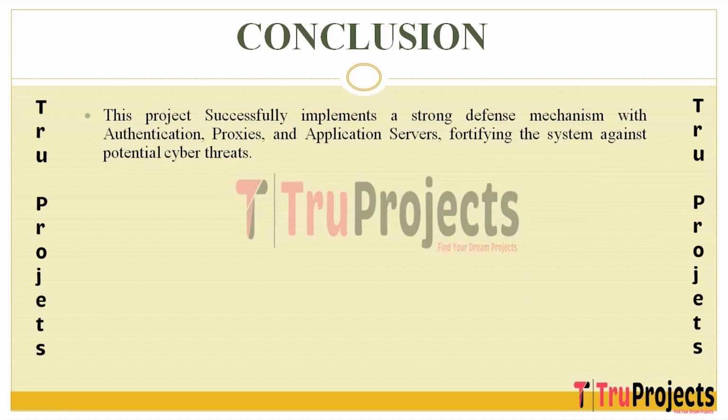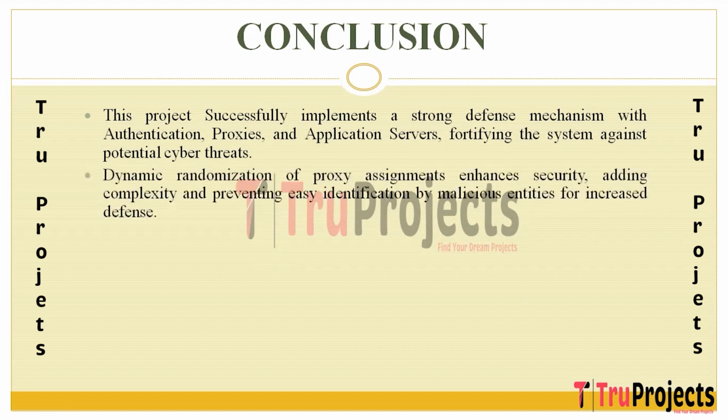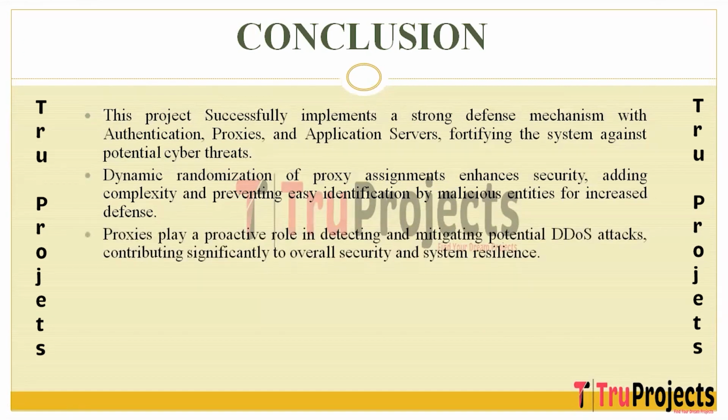So the conclusion here is the project successfully implements a robust defense mechanism comprising authentication, proxies, and application servers. This multi-layered approach effectively safeguards against potential cyber threats. The dynamic randomization of proxy assignments by the authentication server adds a layer of complexity, enhancing security by stopping attempts by malicious entities to identify the actual server. The proactive role of proxies in detecting and mitigating potential distributed denial of service attacks contributes significantly to the overall security and resilience of the system.